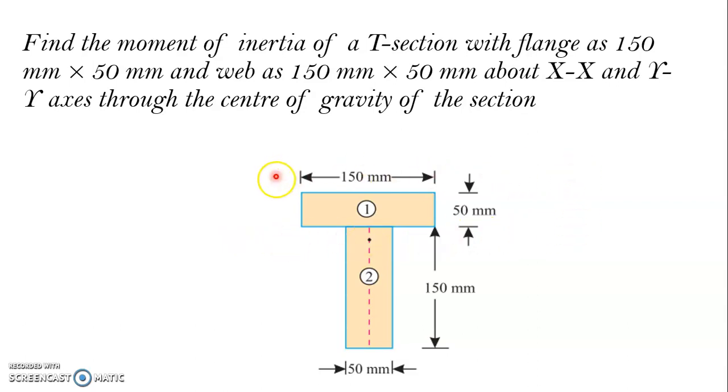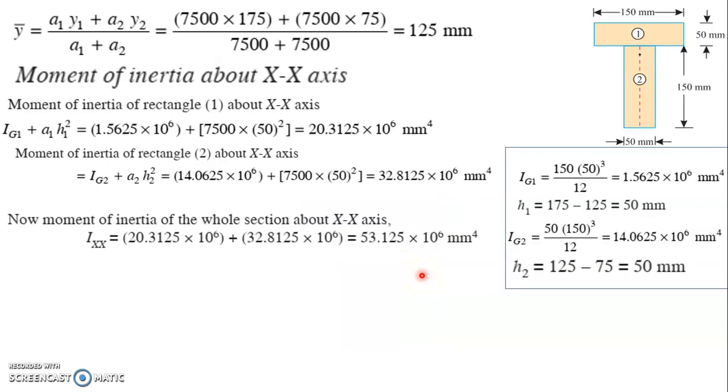So we don't know the centroid of the given section. First you have to calculate the centroid of the section and then draw the axis of the given section. Let's calculate the moment of inertia of the section about the x-axis and y-axis passing through the center of gravity of the section. So first you calculate the center of gravity, then mark the axis, and then go for the calculation of moment of inertia. First step is the calculation of center of gravity. So we have to calculate y bar and x bar. Then you can locate the center of gravity.